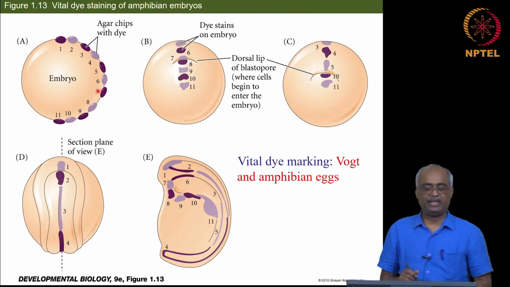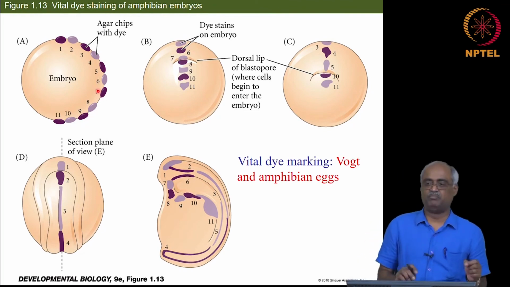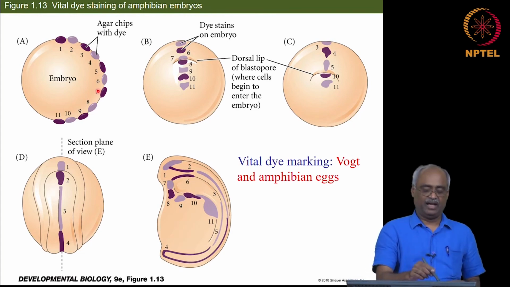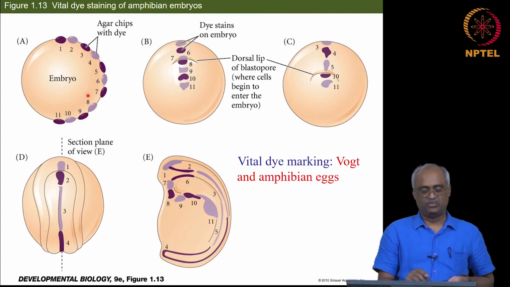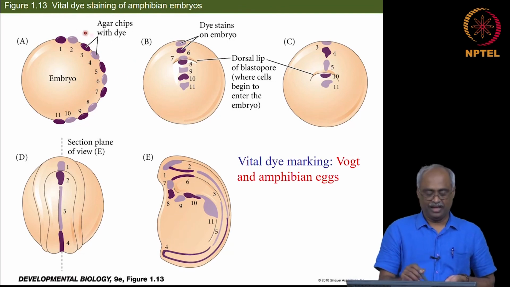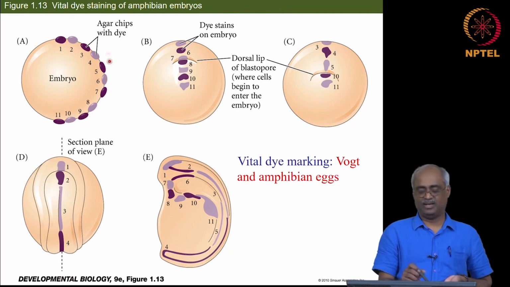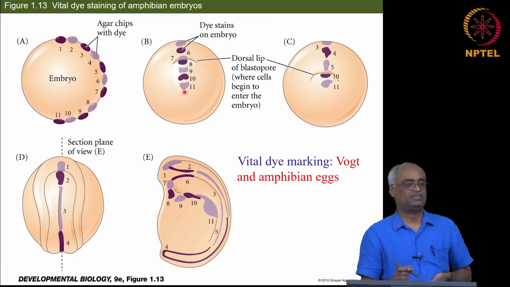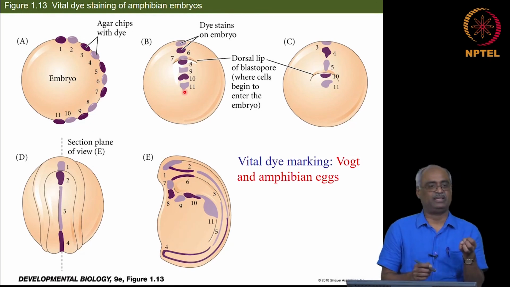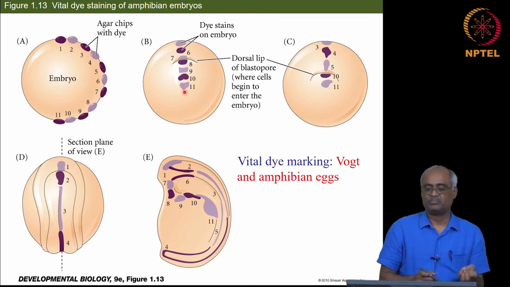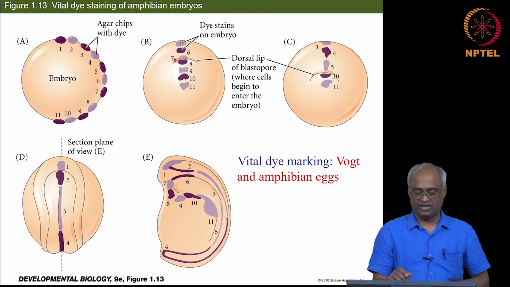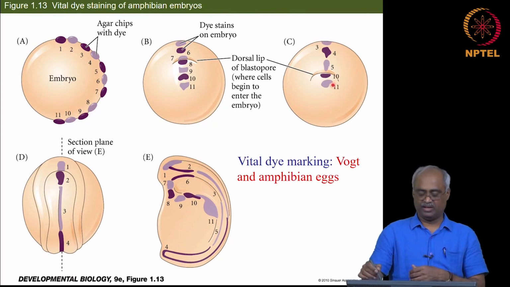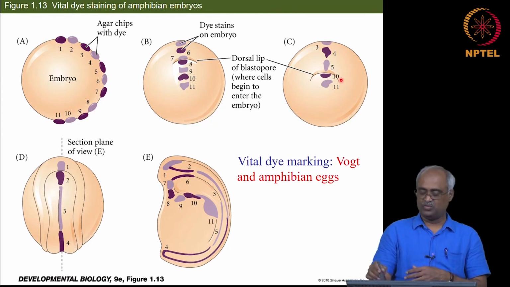So, he mixed vital dyes with agar and allowed it to dry and made small chips of this agar, which is impregnated with the dye, and gently placed on the embryo. This is a frog embryo, amphibian, in different parts, different colors. And once the cells took up the dye, he removed the agar and watched what happens to the cells or group of cells that he has stained with these dyes. And you see, this is the dorsal lip where the cells are going to go in, and then you see them as the cells multiply and migrate, you follow with the dyes.